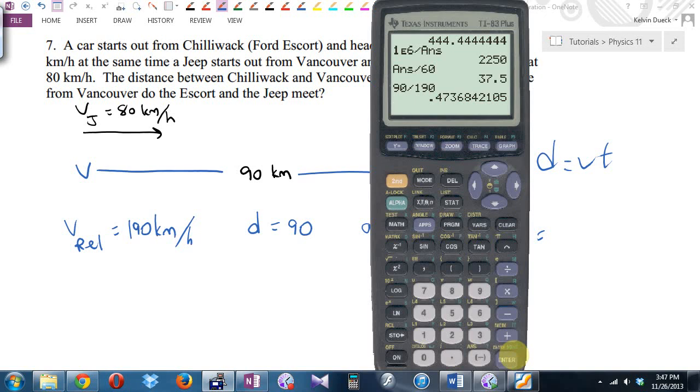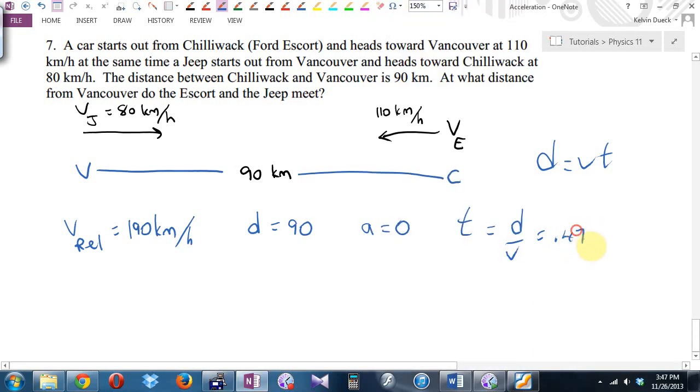I'm just going to write 0.47 hours. Now that is if one is standing still and the other one covers all the distance. Is that what's really happening? So I'm going to let the Jeep travel this way for 0.47 hours. I'll let the Escort travel that way for 0.47 hours. They'll meet. Where? Let's find out.